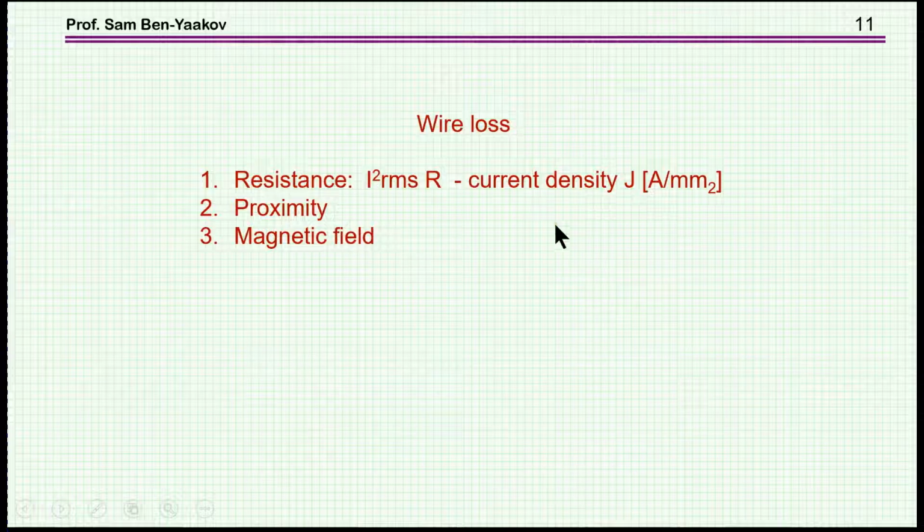Now, what about wire losses? The wire losses are a function, first of all, of the conductance, the resistance of the wire, times I square, and this is related to the current density that we allow. That is how many amps per millimeter, and this should be squared, okay, squared. And then we have also proximity effect.